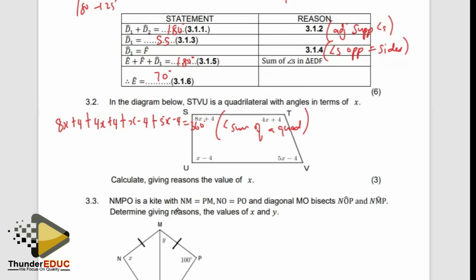Okay, so let's collect the like terms. 8 plus 4 is 12, plus 1 is 13, plus 5, that's 18x. Then 4 plus 4 is 8, subtract 4 is 4, subtract 4 is 0. Then it's equal to 360. I'll divide both sides by 18. So 360 divided by 18 is 20. So x is going to be 20 degrees. So this is the reason they needed, and those are the statements.